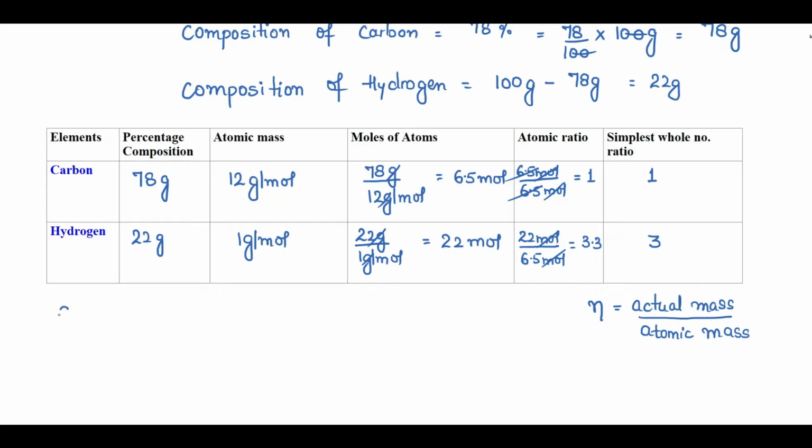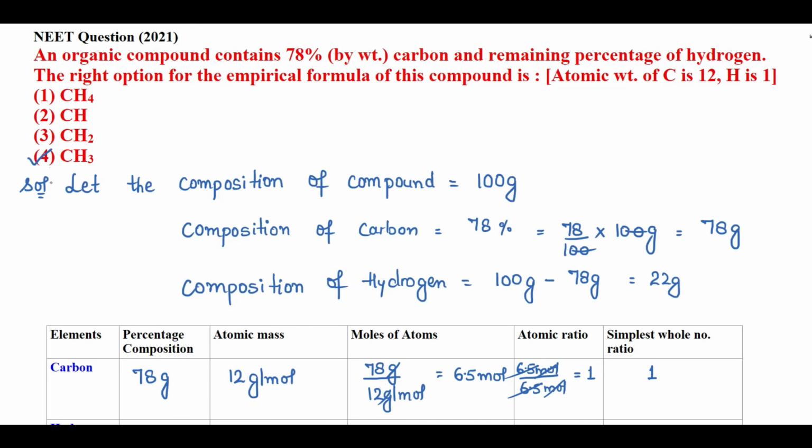So now let's write the formula. The carbon to hydrogen ratio is 1:3. So the formula of the compound will be CH3. Now let's see the right option. For this, the fourth option is the correct one.